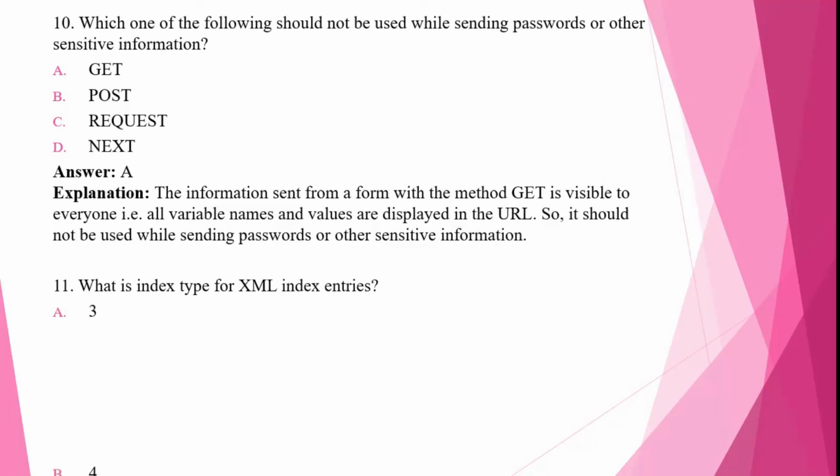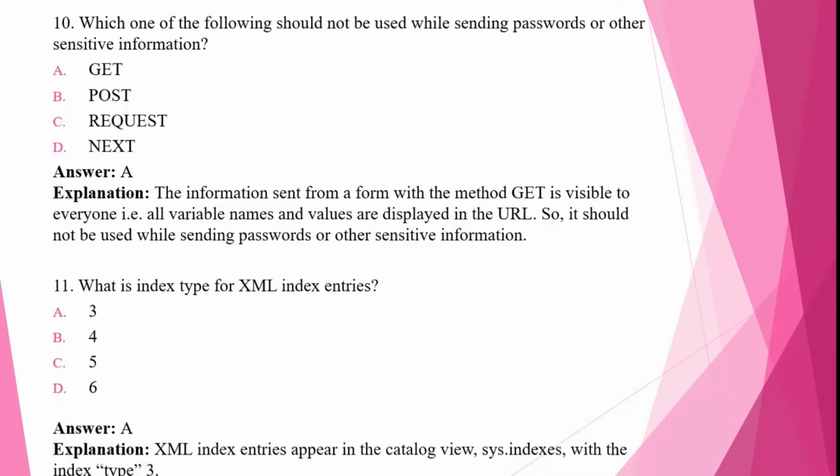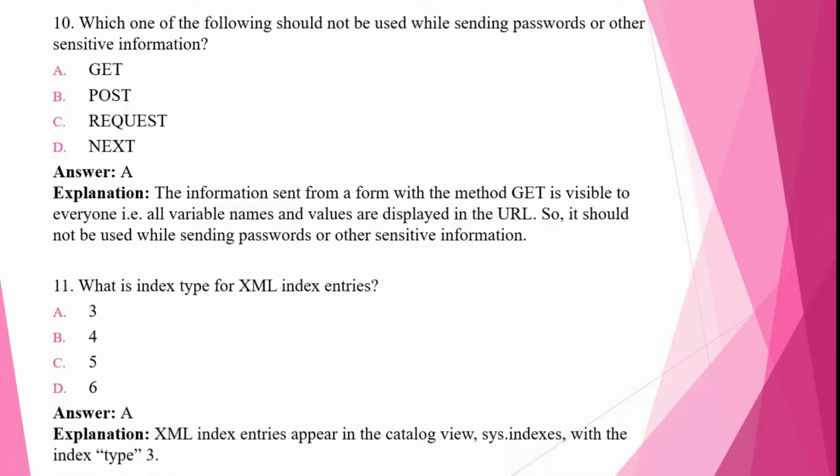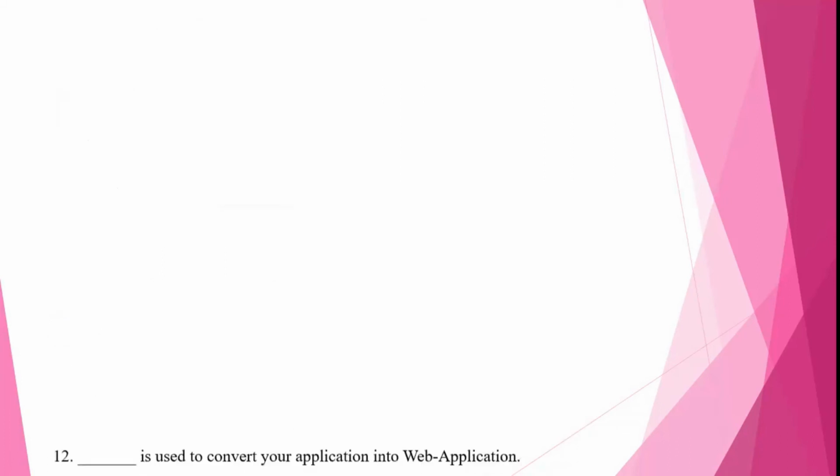Which is the index type for XML entries? So that is 3. Next option is 4, the next one 5, and the last one 6. So the right answer is 3. The index is of type 3 for XML entries. XML entries appear in the catalog view, index with the type 3.